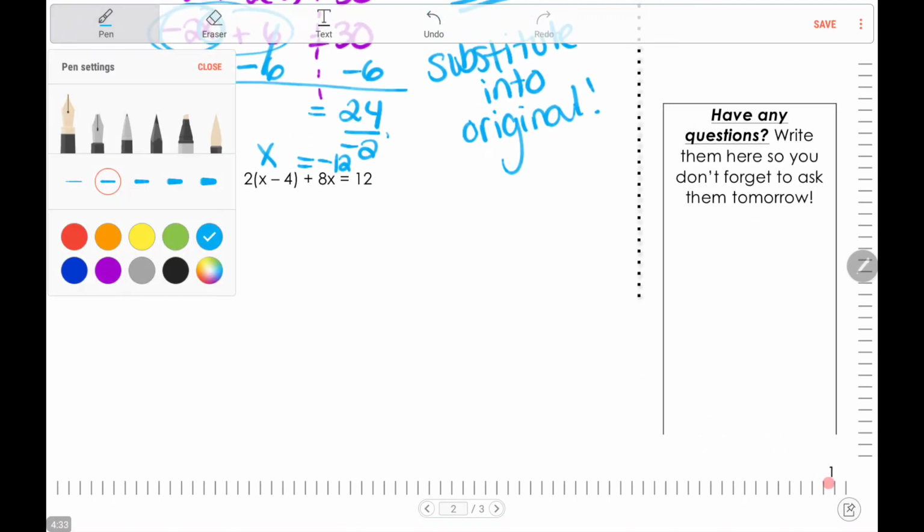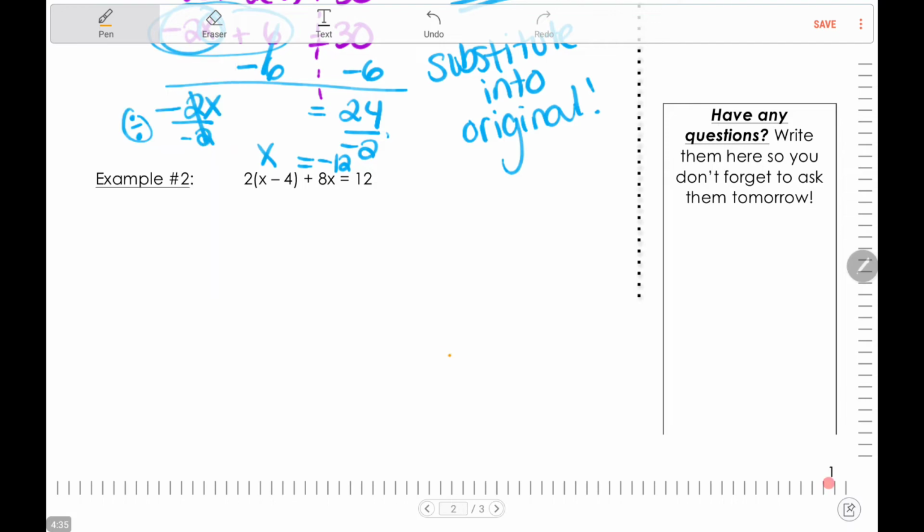Okay, let's look at example number 2. Same thing, I want to make sure to distribute and simplify first. I am distributing what is outside the parentheses, what is to go into what is inside the parentheses. So I have my 2 times x plus 2 times -4.